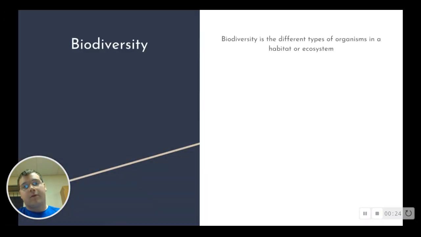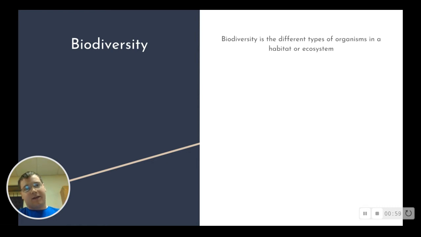The first thing we're going to go over is biodiversity. Biodiversity is the different types of organisms in a habitat or ecosystem. This is basically kind of like people. We're all different and in different places, but in some places we're all together and we're still different. This is kind of like biodiversity because in forests you have different organisms, and those different organisms all live together in this one ecosystem or habitat.